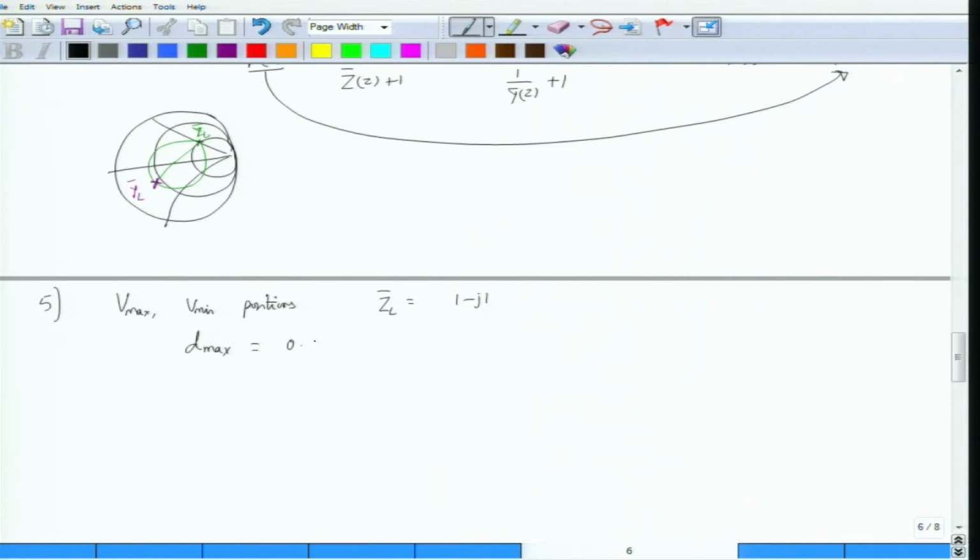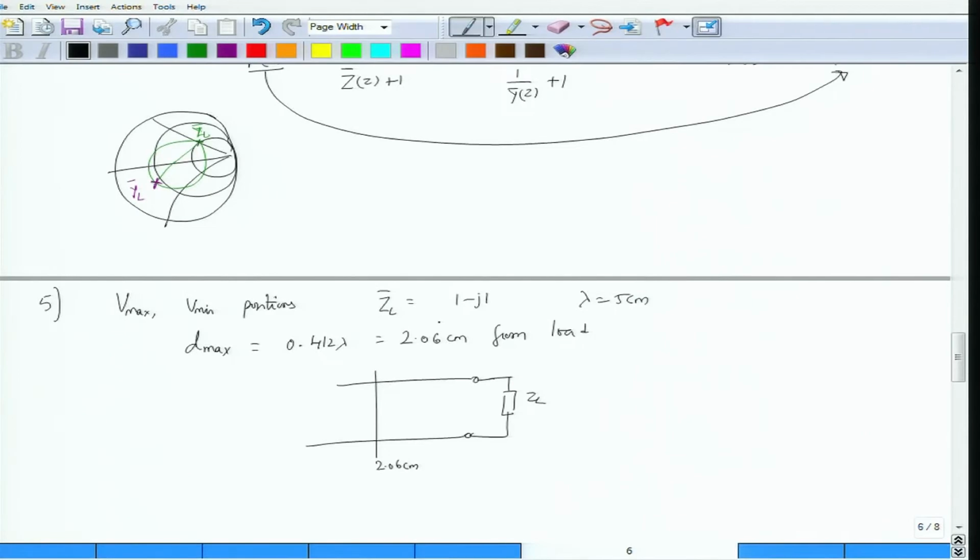So D max is 0.412 lambda, and since lambda is given as 5 centimeter in this particular problem, this would correspond to 2.06 centimeter from the load. So if this is your load ZL and this is your transmission line, this is at 2.06 centimeter. It turns out for this particular case, because there is a capacitive reactance, the location of this point will be on the lower hemisphere of the Smith chart, and as you go clockwise towards the generator, the first position that you would hit is actually V minimum. So the first position should be V minimum, and this occurs at around 0.1 centimeter.